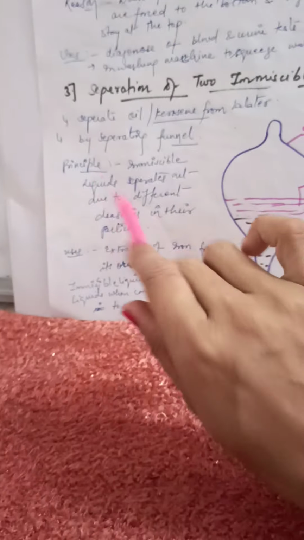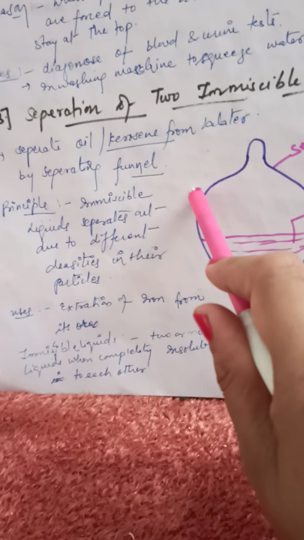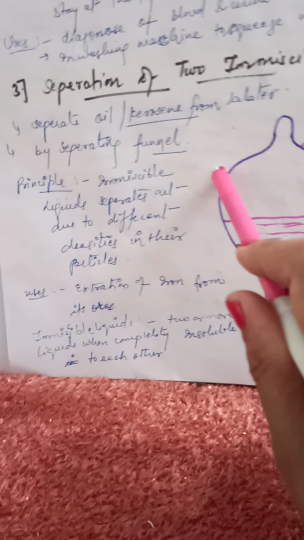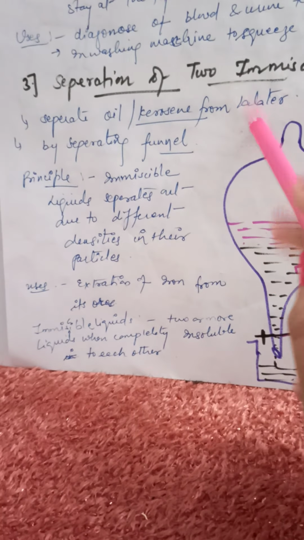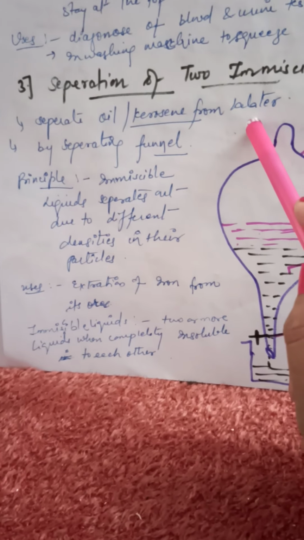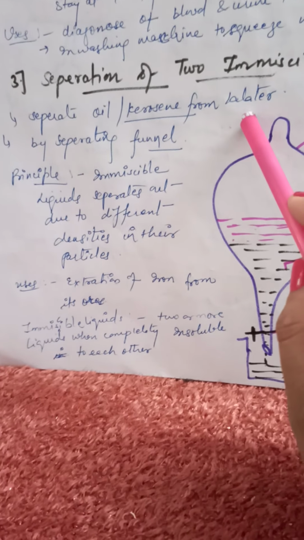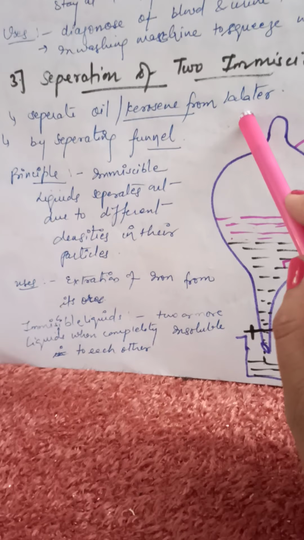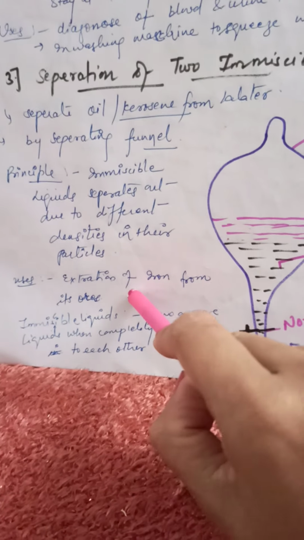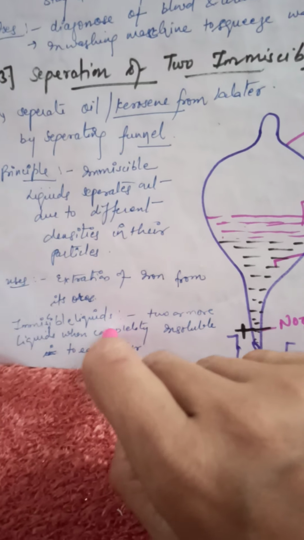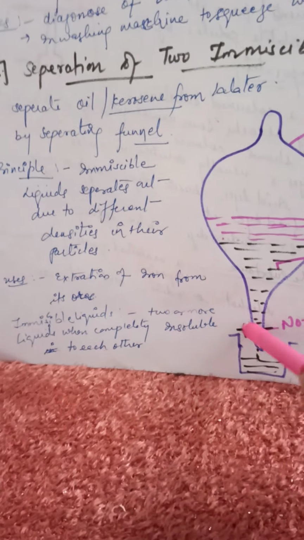So what is the principle? Immiscible liquids separate out due to different densities of their particles. Here everything depends upon the nature of the particles. What is the use of this technique? Generally we use it to extract important compounds or elements, metals from their ores, for example iron from its ore. So, immiscible liquids, I hope the definition is clear: two or more liquids that are completely insoluble in each other.